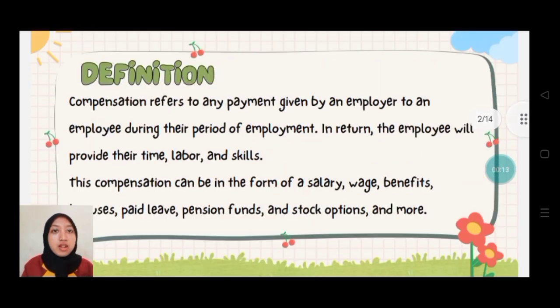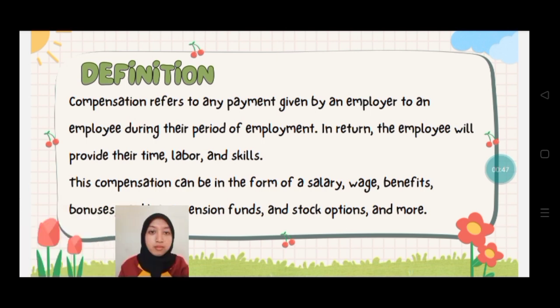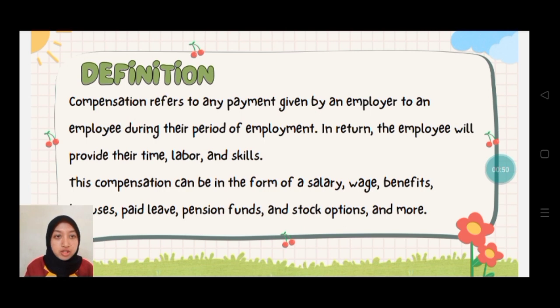Okay, this point is definitions. Compensation refers to any payment given by an employer to an employee during their period of employment. In return, the employee will provide their time, labor, and skills. These compensations can be in the form of a salary, wage, benefit, bonus, paid leave, pension funds, stock options, and more.